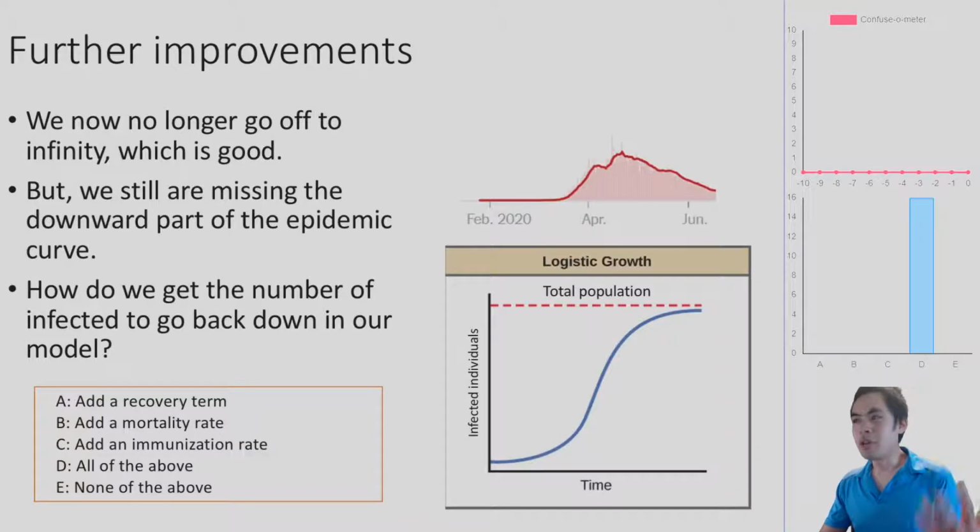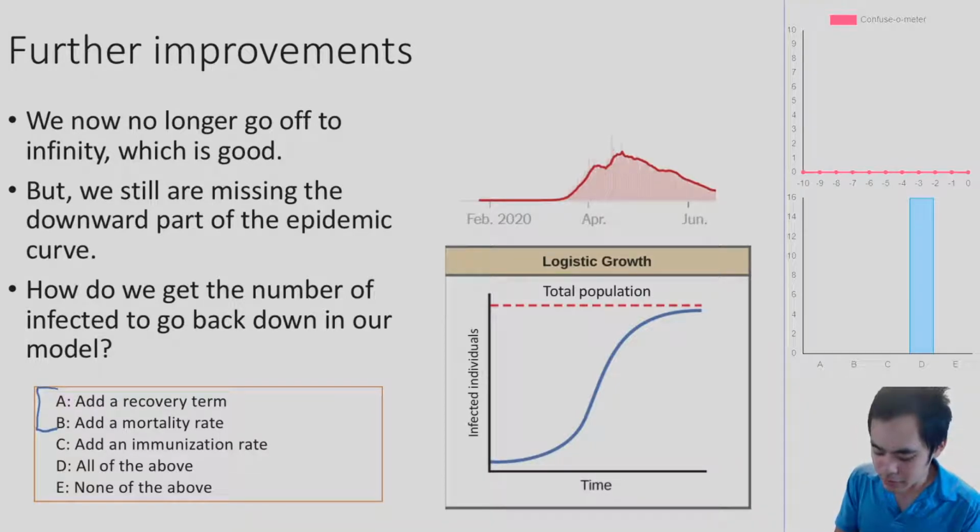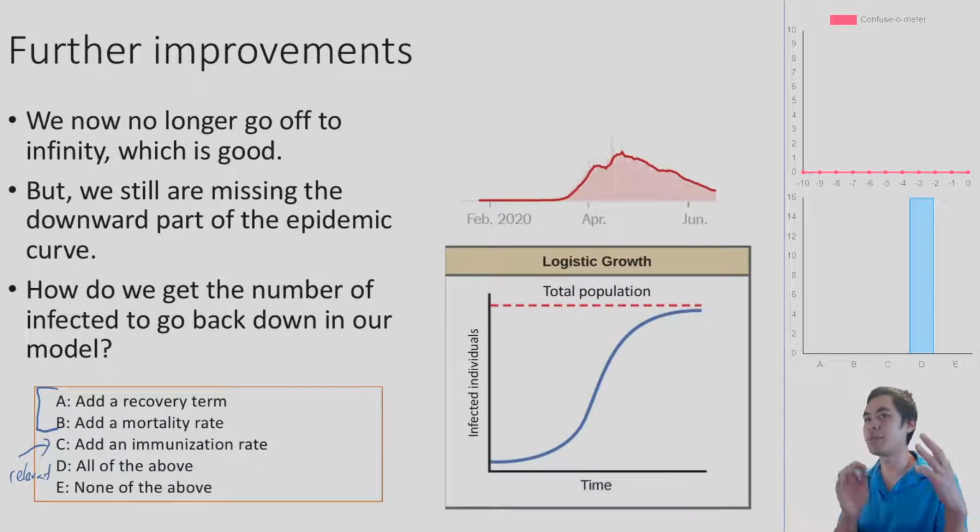Okay, yeah, so you guys are right. Any of these will cause the number of infected to go back down. Or, I mean, well, that's not quite true. Immunization doesn't cause the number of infected to go back down. It just causes them to not get started to begin with. So either A or B would work in this particular case, though immunization rates are something we will care about in terms of keeping the number infected from going up to the maximum population size. So the answer here is A or B, but C is also relevant. It doesn't actually solve this particular problem of going back down, but it is relevant in keeping it from going up.